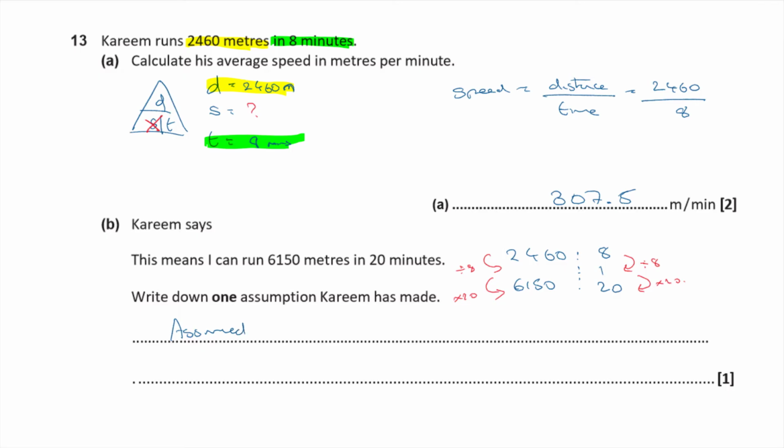assumed that he can continue to run a longer distance at the same speed. So he's assuming he's going to keep going at the same speed, isn't he, and not slow down. Maybe I should say that, and not slow down. Okay, or speed up, I guess. Right, so yeah, he's assuming he's going to run at the same speed.